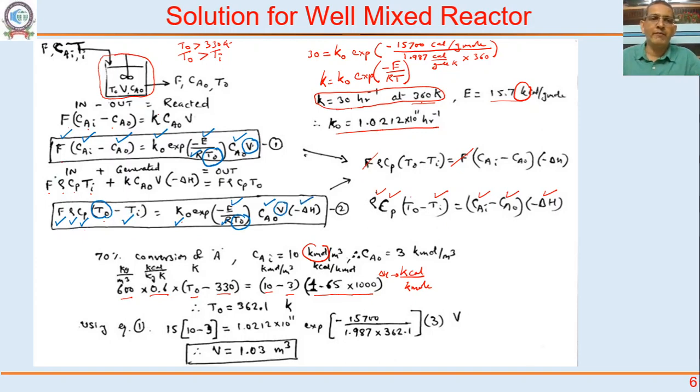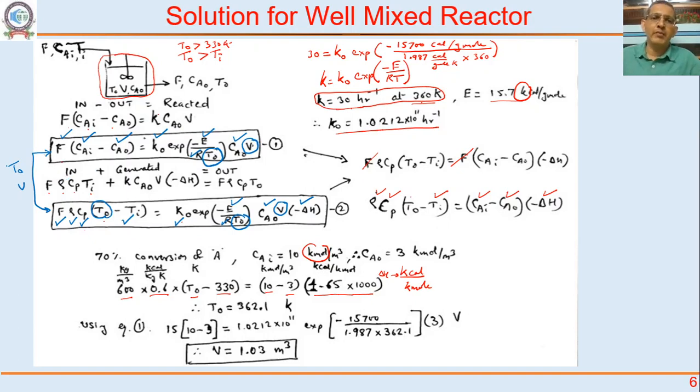So T naught and V are the two unknowns in these two equations. T naught and V, these are unknowns, right? So we have to solve them together.